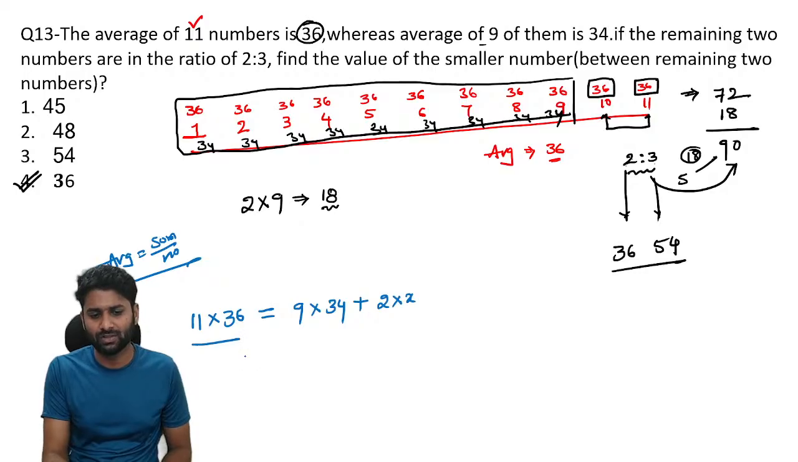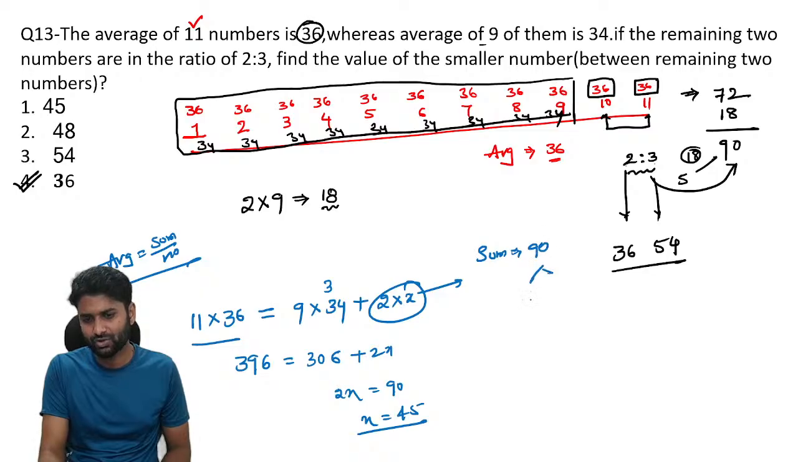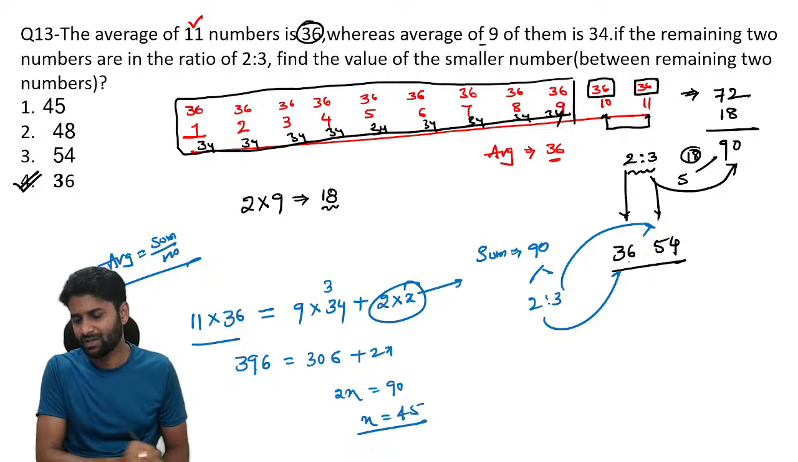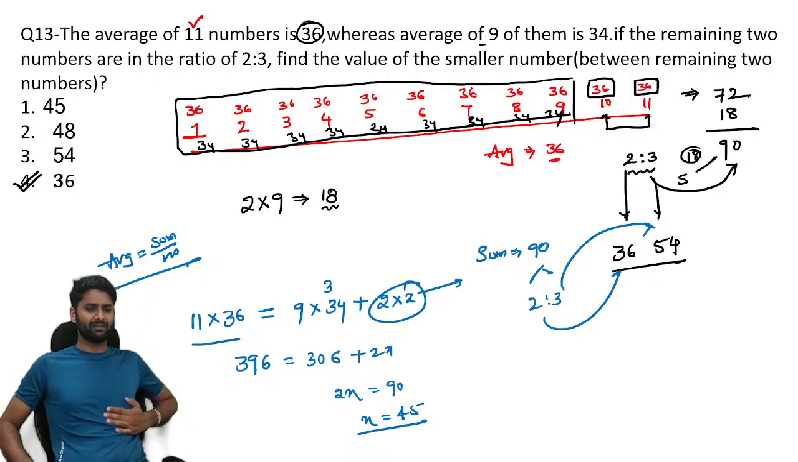So 11 into 36 is 396. 9 into 34: 9 into 4 is 36, 9 into 3 is 27, so 306, plus 2x. Now 2x is equal to 90, then x is equal to 45. Now you will get these two numbers. The sum of these two numbers is 90. Now you should divide it in 2 is to 3 ratio. One value is 36, the other value is 54. If you are good at multiplication, you can go through this method.